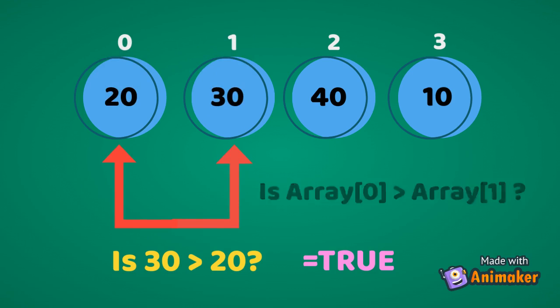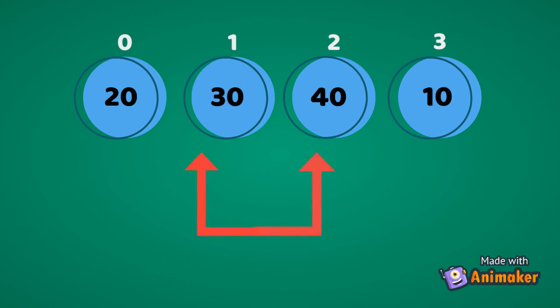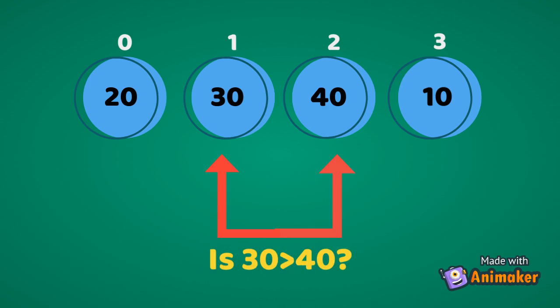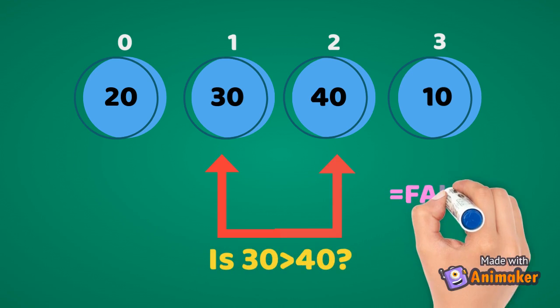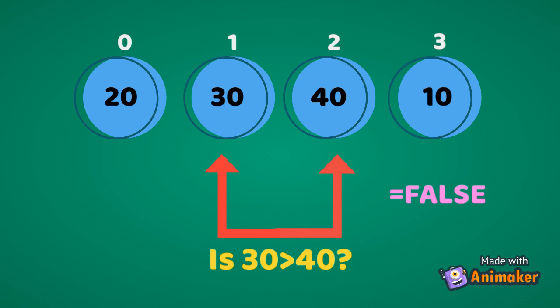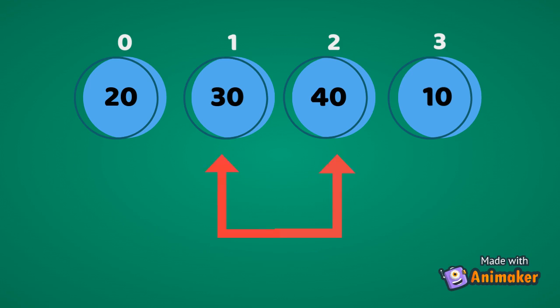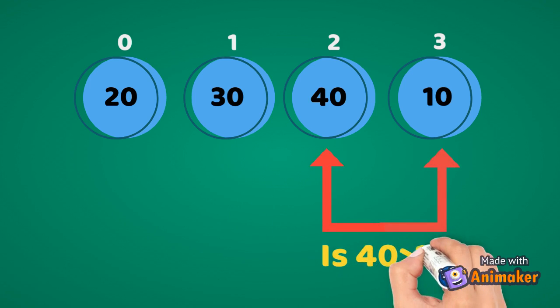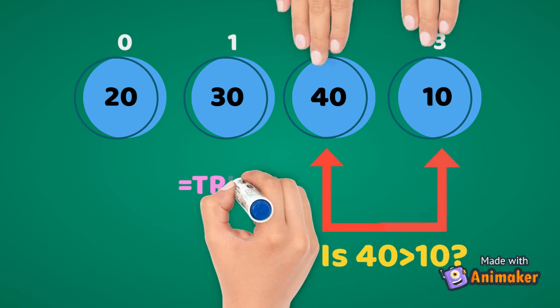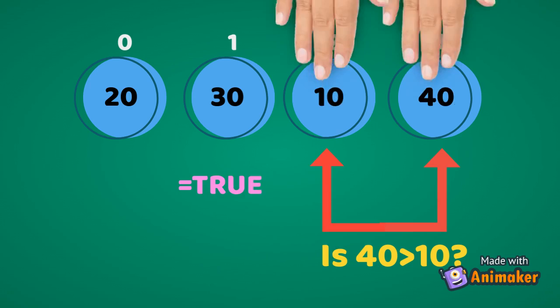After swapping, we are now going to check the next pair of adjacent elements, and it is array 1 and array 2. Is 30 greater than 40? The answer is false. Since it is false, the two elements stay in their positions and are not swapped. Let's now proceed to the next pair of adjacent elements, array 2 and array 3. Is 40 greater than 10? The answer is true. So let's swap the positions of 40 and 10.